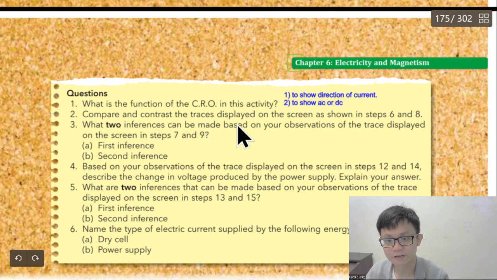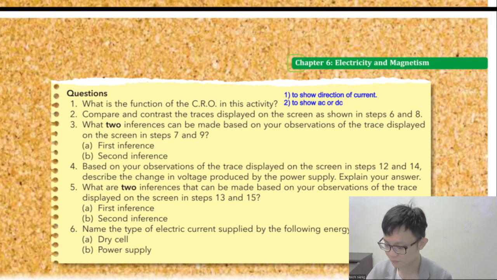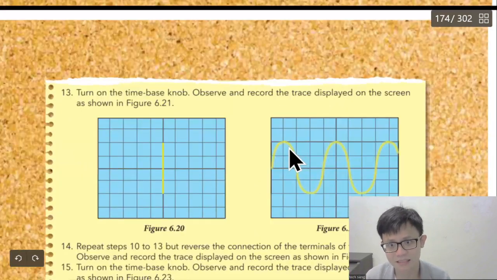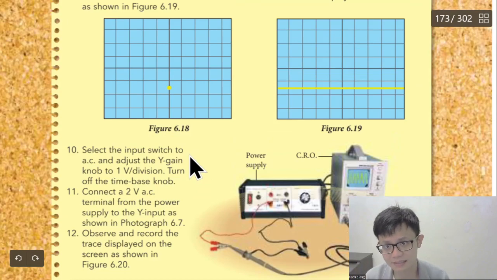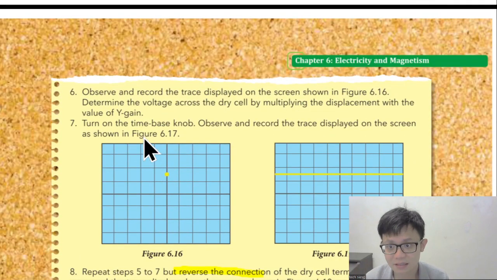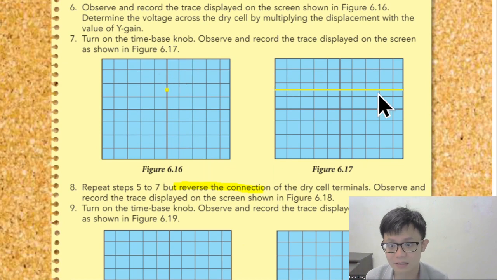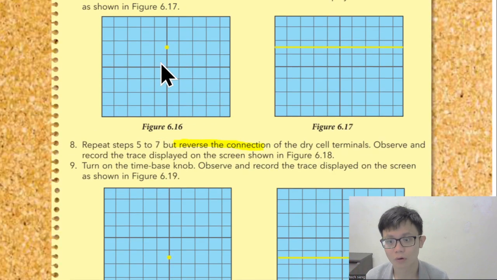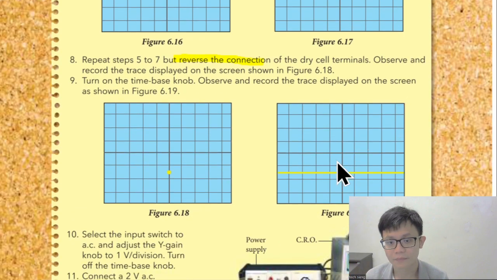Compare and contrast the different traces on the screen shown in steps 6 and 8. Okay, compare and contrast the screen shown in step 6 and 8. So let's see step 6 and step 8. Where is my step 6? So here is step 6 and here is step 8. So we can see here the electric goes up and the electric goes down.